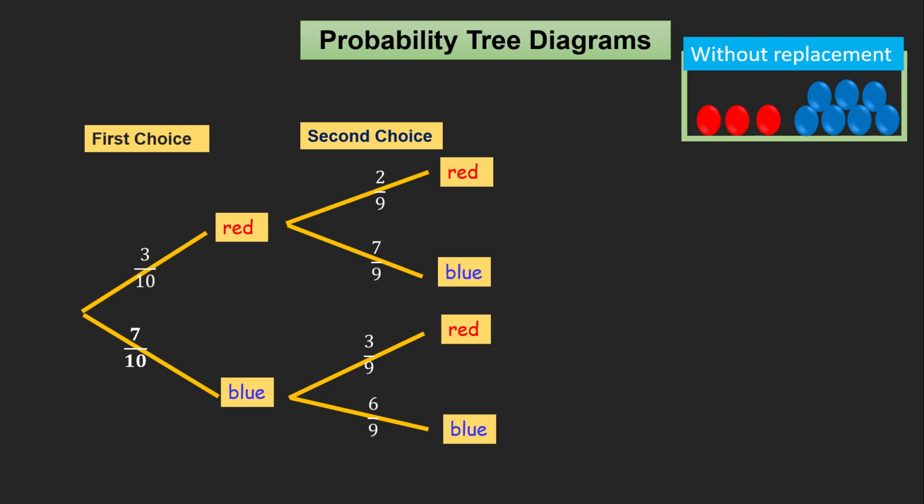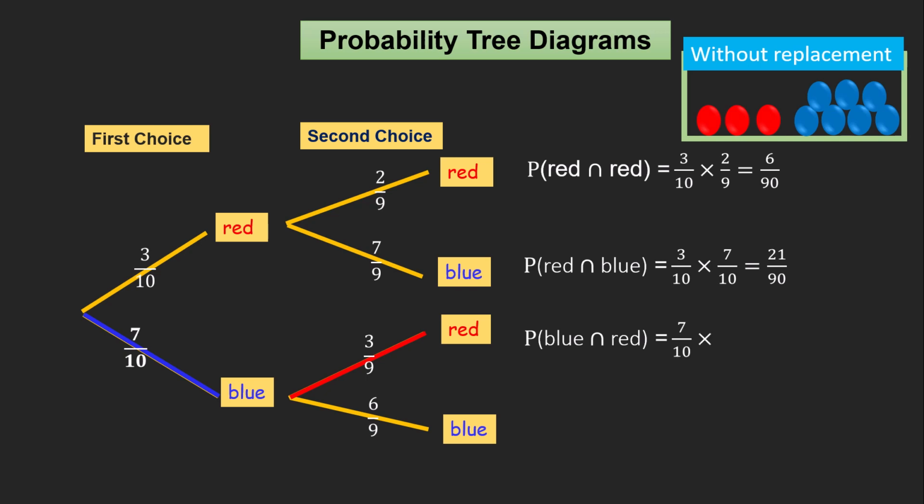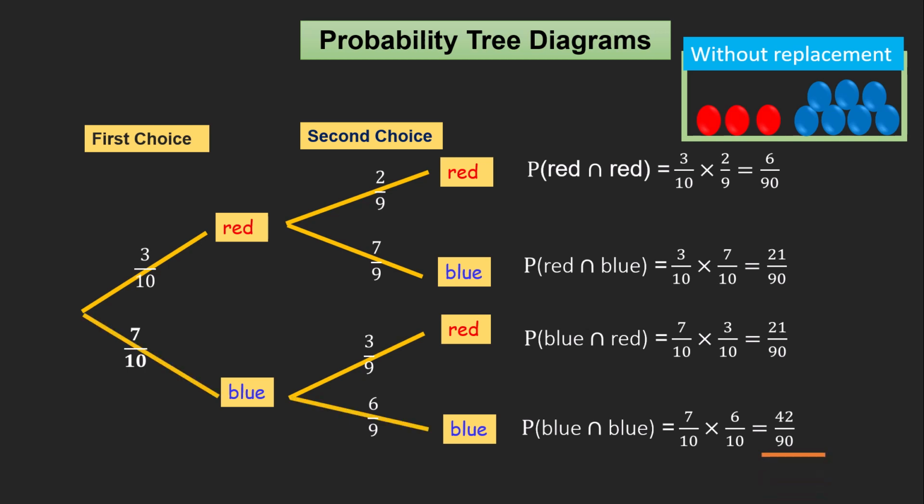Yes. Then we need to write the and probabilities. First red and second red. Probability of red and red is 6 over 90. Similarly, we can write the probabilities of each case. You have to write these probabilities to complete the tree diagram. Now let me consider the last one. The first one blue and second one blue. That is the probability blue and blue. It is 42 over 90. To make sure, add these 4 probabilities. It always should be 1.